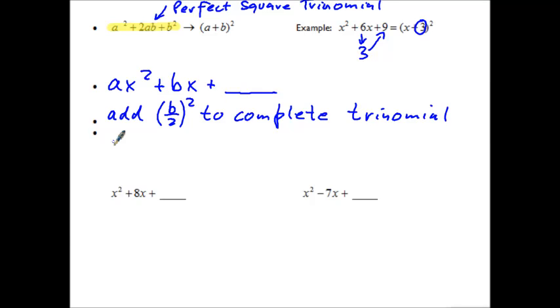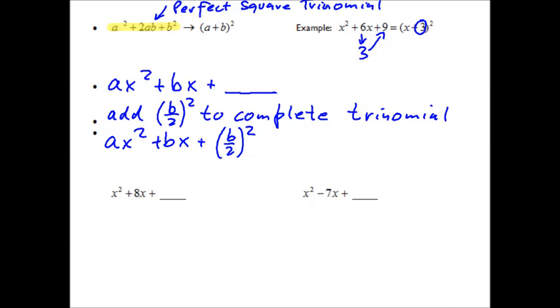So expressed in standard form, that would mean we have a trinomial of the form ax squared plus bx plus the quantity of b divided by 2 squared. Well, let's look at an example and see how it works.